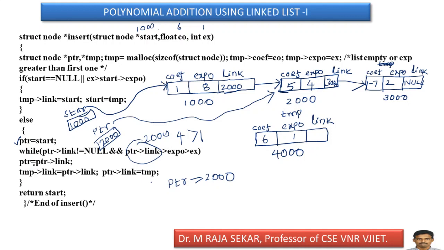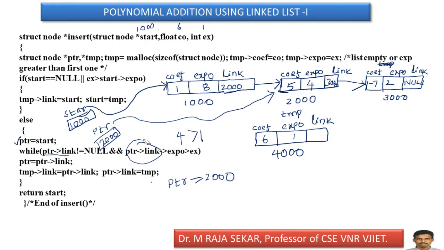PTR arrow link. PTR means what? PTR is 2000. 2000 link is 3000. Not equal to null, true. And PTR arrow link. What is my PTR? PTR is 2000. Here 2000 link, isn't it? Here PTR is not. What is a PTR here?